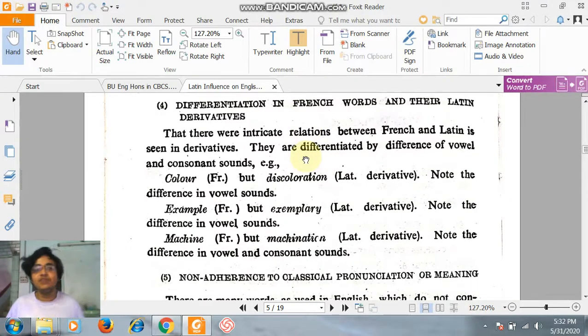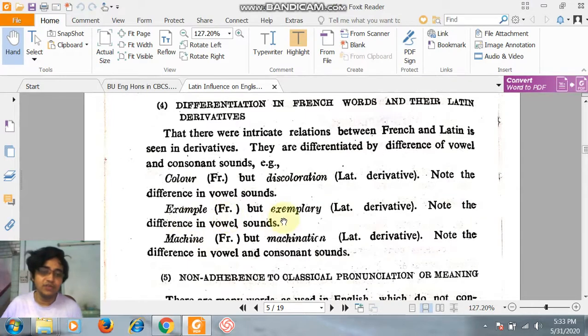Then let us begin the differentiation in French words and their Latin derivatives. That there were intricate relations between the French and the Latin is seen in its derivatives. They are differentiated by difference of the vowel and the consonant sounds. For example, color is a French word, but discoloration is a Latin word, derived from the Latin. Note the difference in the vowel sounds: color, discoloration.